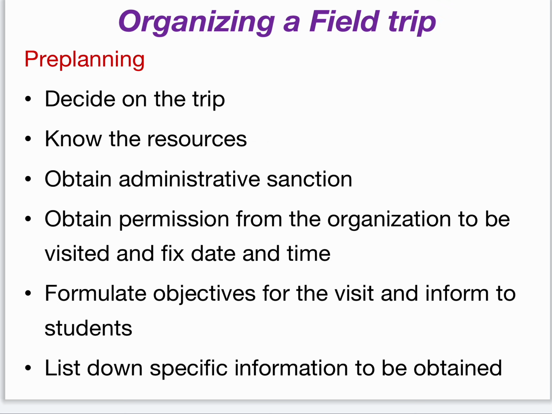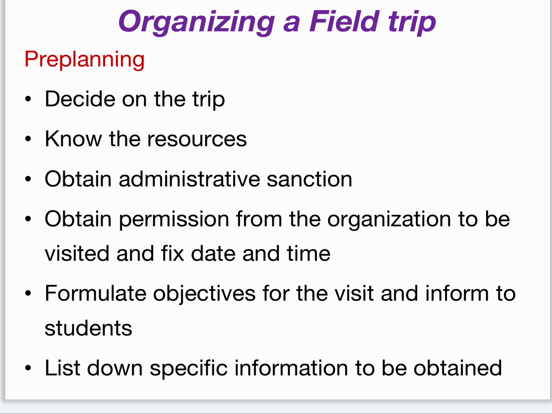Let's see how to organize a field trip. We are going through the different phases of field trip. The first phase is pre-planning. So in the pre-planning phase, we decide on the trip, where to go, what to visit. So that comes in the pre-planning stage. So decide on the trip, know the resources, obtain the administrative sanction. So this is from the college you belong to. Obtain permission from the organization to be visited and fix date and time.